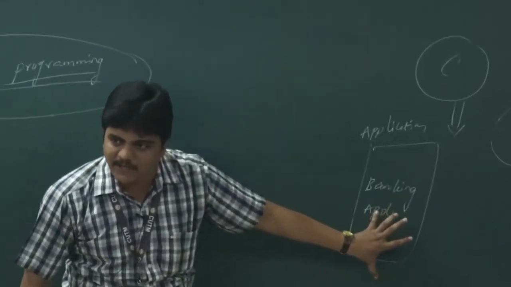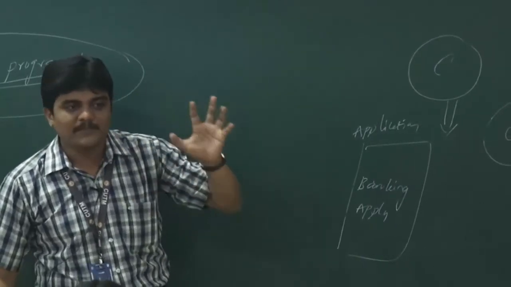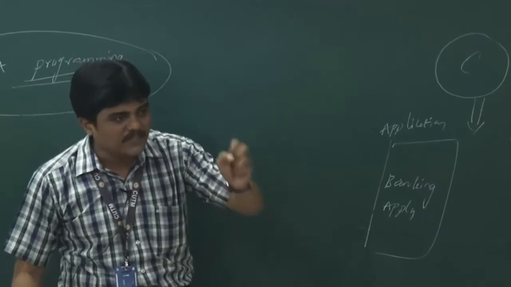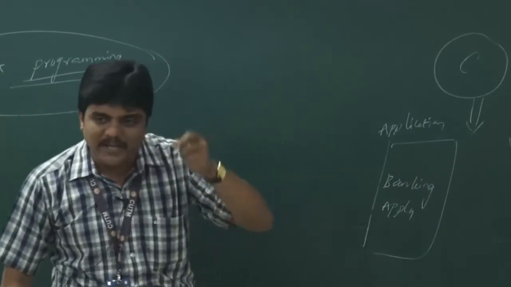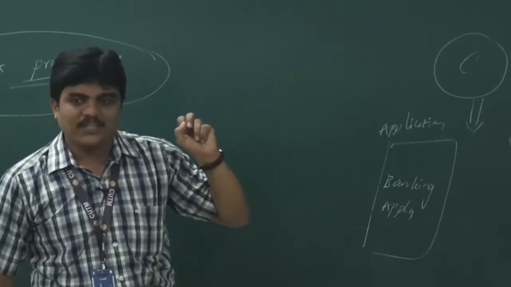Okay, so in this banking application, we are writing a C program just to process the banking data. Banking data is obviously crucial data. Whenever we are writing an application for banking information, we have to provide security for that banking data. Is it clear or not?